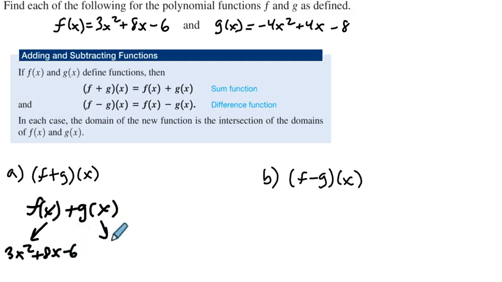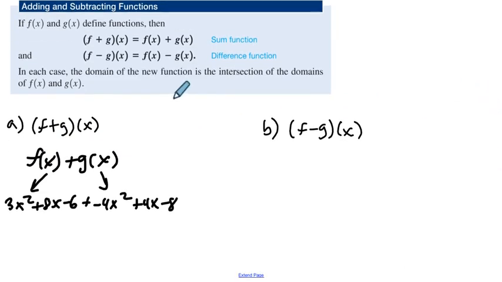And now what is g of x? Well, again, we're adding these together, so I'm going to do plus, and there it is right here. A negative 4x squared plus 4x minus 8. So we're adding f of x plus g of x. So now we're going to use what we learned from last section, and we're going to combine like terms, right? We can combine our 3x squared with negative 4x squared. So that gives us a negative 1x squared because they have the same base and the same exponent.